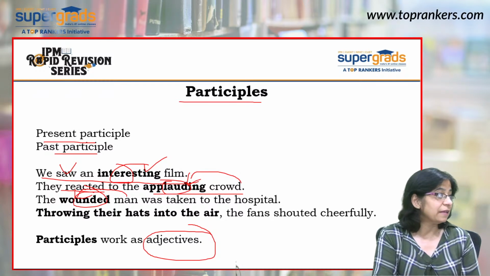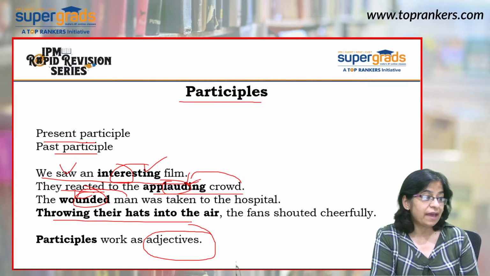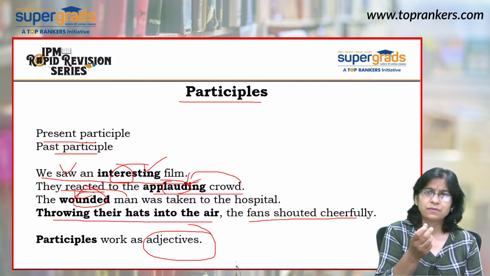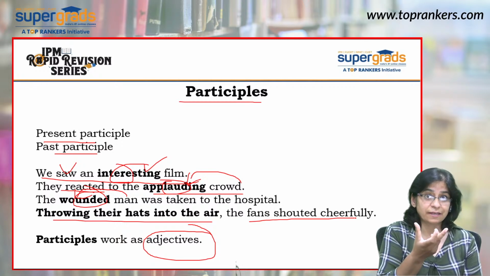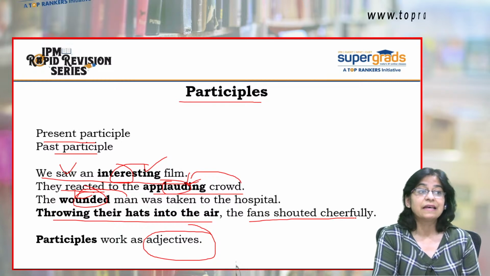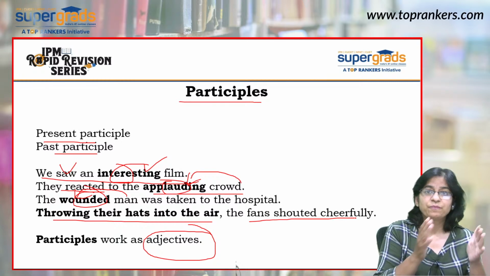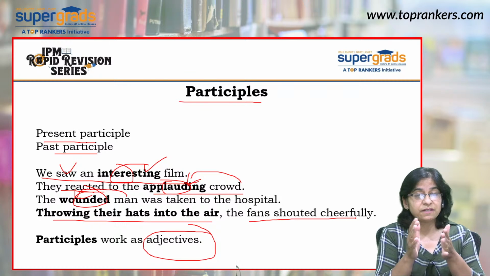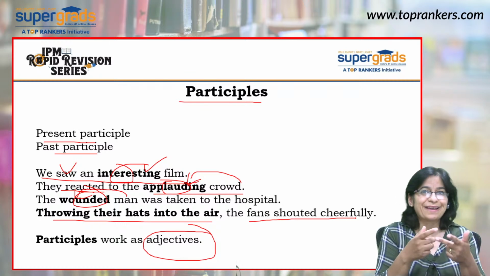All right. Now, the next one: throwing their hats into the air, the fans shouted cheerfully. Well, sometimes the participles are made up of phrases as well, but they still work like adjectives in the sentence. Now, that was a bit about the gerund, participle, and infinitive. Now, let's go back to the concept of parallelism.